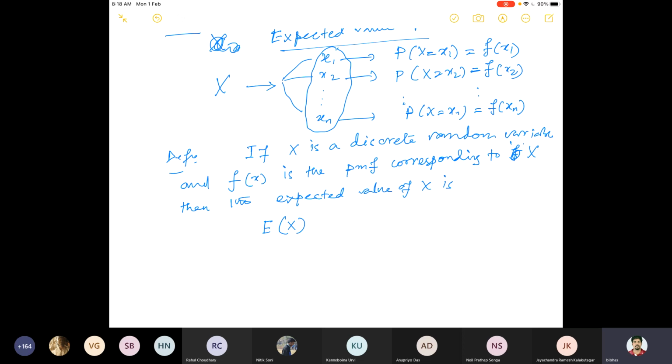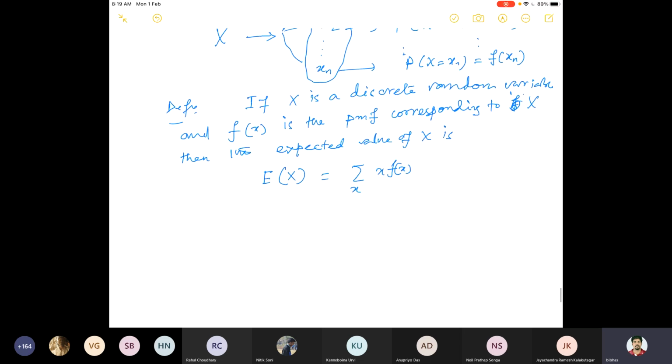So I'll write it like E of X, the expectation of X, which is the sum of x times f of x, okay? What are those x? Those x are x1, x2, xn. Those are the values. Or if it is countably infinite, it is x1, x2, dot, dot, dot, up to infinity, whatever the values are. So this gives me one value, okay? And it's giving me some information about the entire random variable. And this is what is called expectation for a discrete random variable.